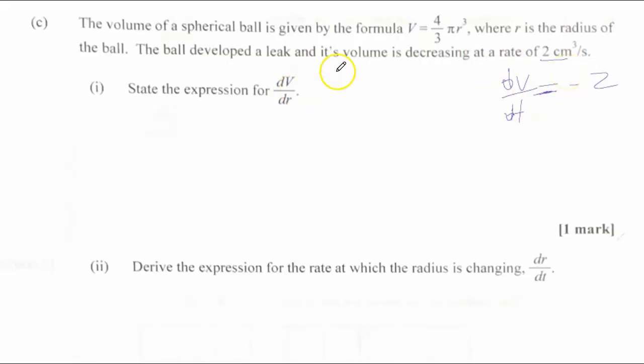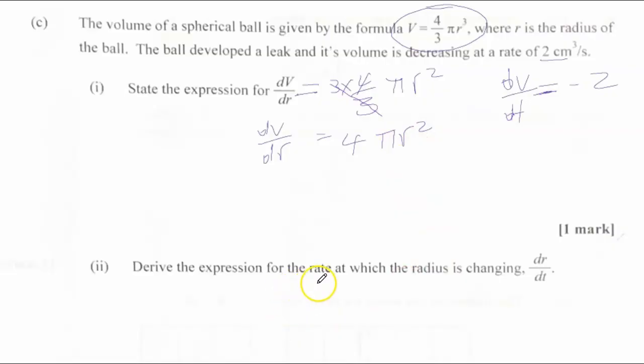We have to find dV by dr. Now for dV by dr, you're differentiating the volume with respect to r. So you multiply by the r power: 3 times 4/3 pi, and you subtract 1 from the r power, so 3 minus 1. So dV by dr is 4 pi r squared.